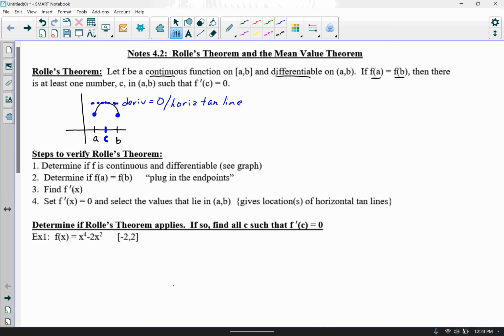In step 3, we're going to find our derivative. We'll set our derivative equal to 0, and that will find all of our c values where we would either have a maximum or a minimum point in that particular given interval. So here in example 1, our function f of x equals x to the 4th minus 2x squared, and we're just going to look at it over the interval from -2 to +2.